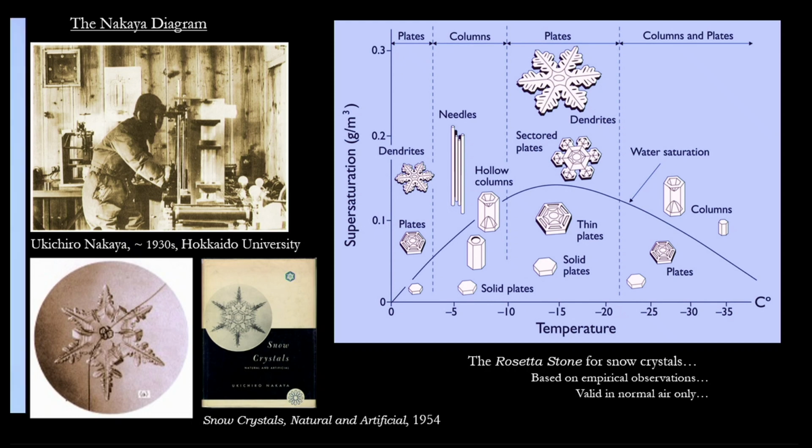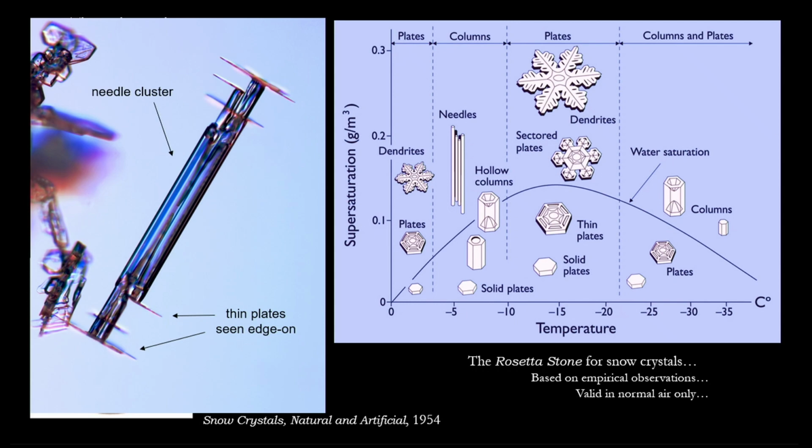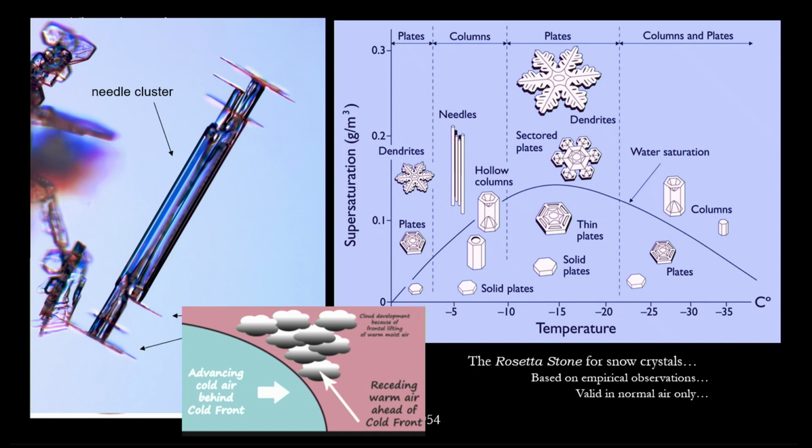So when you're looking at something like this needle cluster, you can immediately see its history to some degree. It started out as a needle cluster, that's right here. And then it grew these plates, and they're seen edge on here. So these are thin plates, so that's maybe around here. So it started here, and it moved here. Okay, that's what happened. Why did that happen? We don't know. But I mentioned before that cap columns are easy to see, and that's because this kind of transition happens all the time in cold fronts.